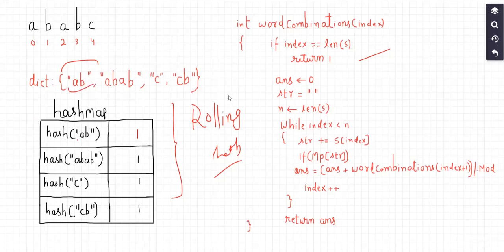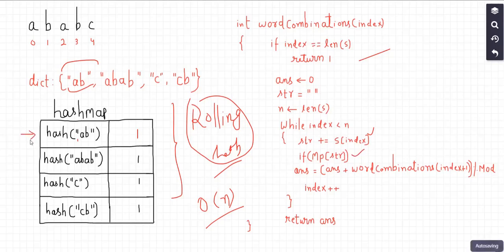Okay, now this rolling hash works in linear time complexity. That means every time I'm checking a prefix, that is costing me a linear time complexity just to check if it is present in the dictionary or not. Okay, so let's analyze the time complexity for the entire code.